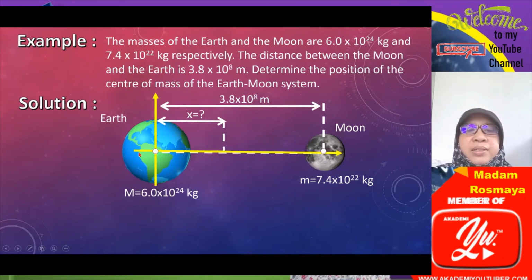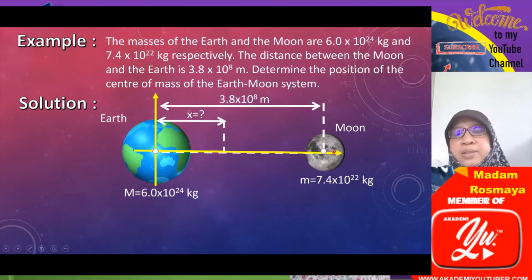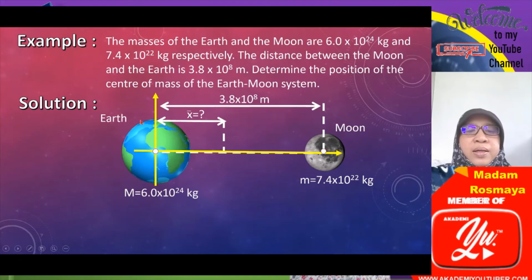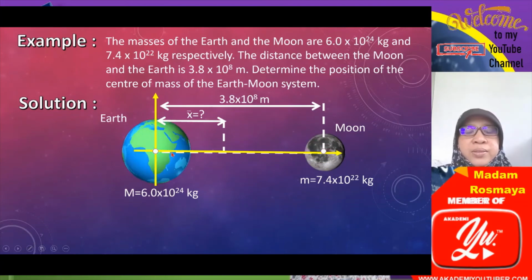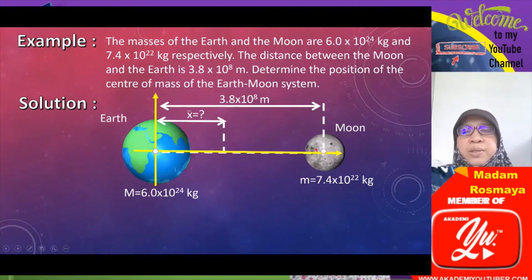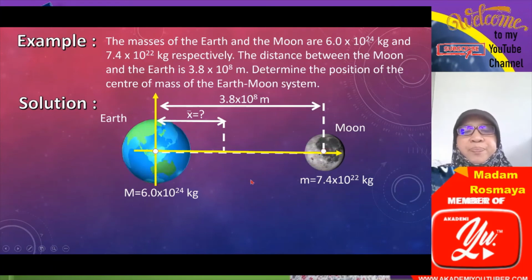So imagine the Cartesian plane here. We use the Earth as the origin. You can also choose the Moon as the origin, it's up to you, or another position, as long as you know the distance. So it is better to put the origin here because the only given distance is the one between Earth and Moon, 3.8 times 10 to the power of 8 meter. That's why we choose the origin here for the Cartesian plane.